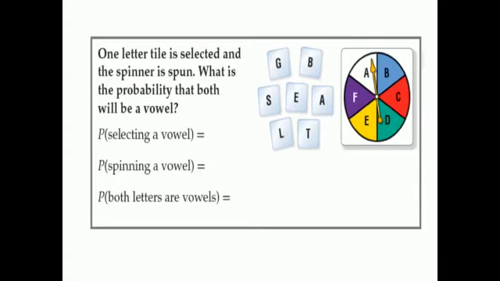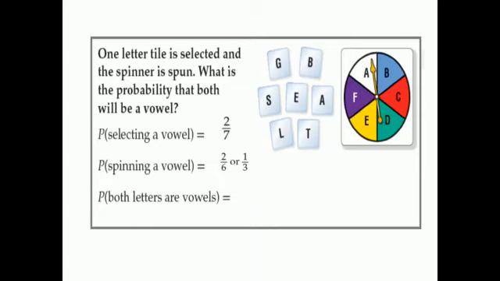Here we can also see some cards and a spinner. The probability of selecting a vowel from the cards: there are 2 vowels, E and A. What is the total here? 7. So 2 by 7. Look at the spinner, we need the vowels also. In the spinner you can see A and E, that is 2. The total here is 6. So 2 by 6, and 1 by 3 is the simplest form.